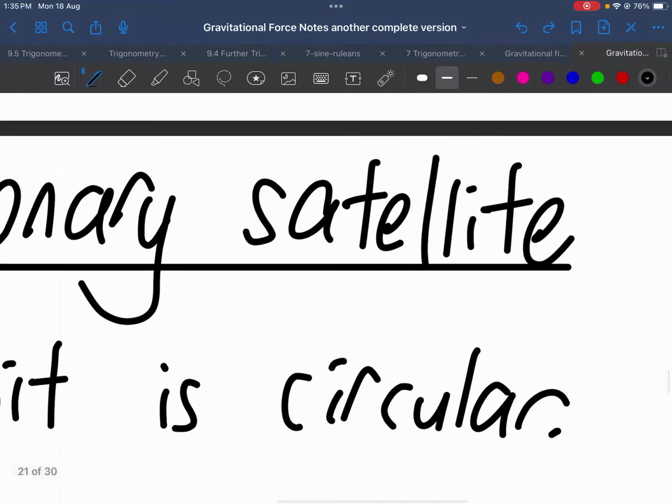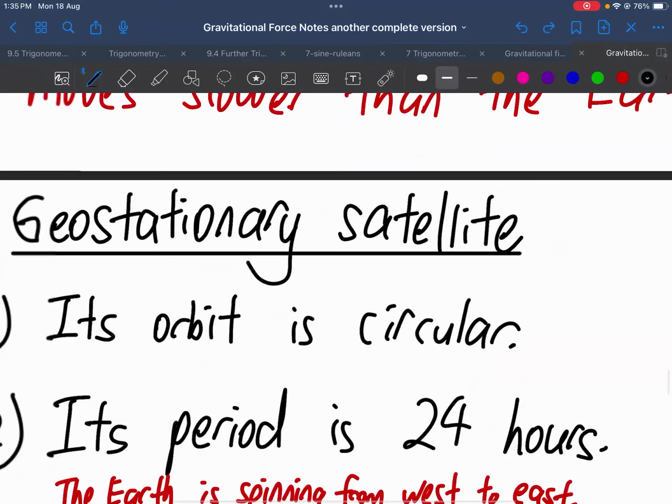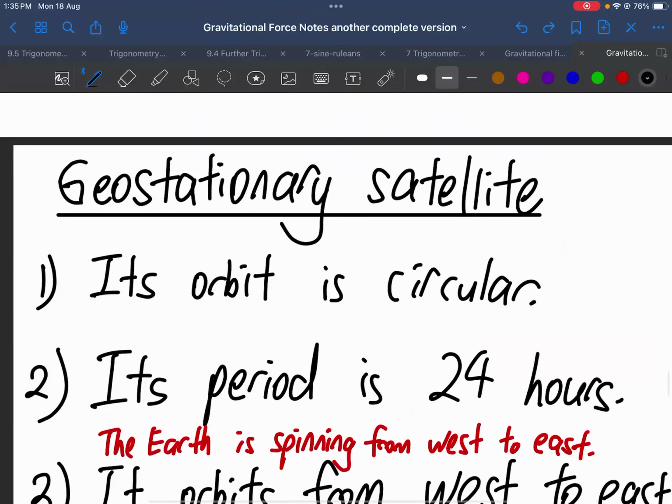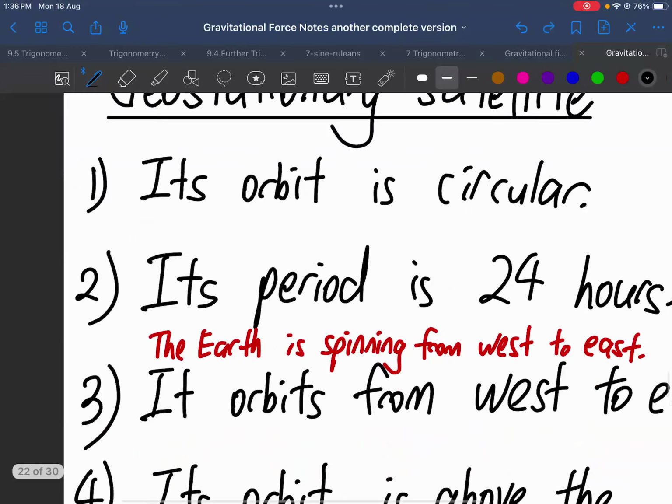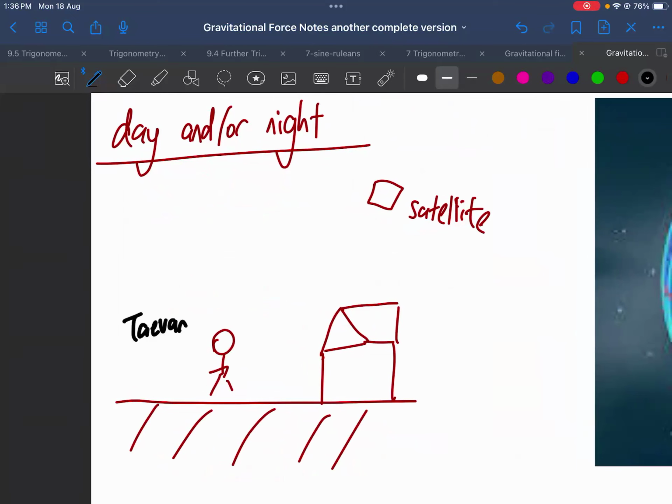Did you know that satellite refers to an object which is rotating around another object? So isn't that quite contradictory? You told me satellite must be something rotating around another object, but then stationary. It's because of this. Let's say, Tevin, you are now somewhere around the equator. This is your house, and you are standing here on the ground.